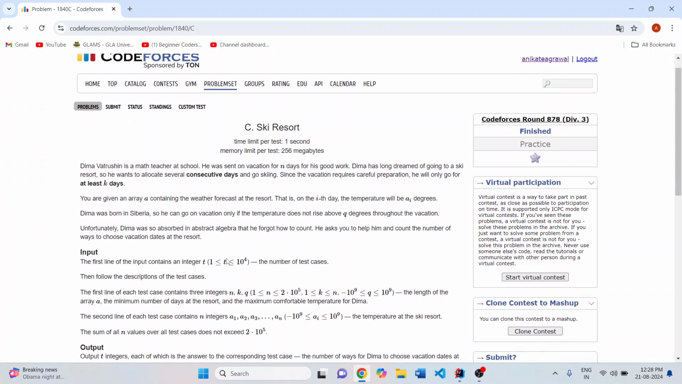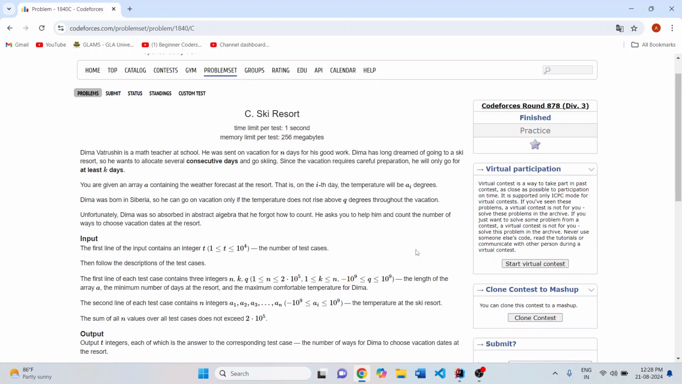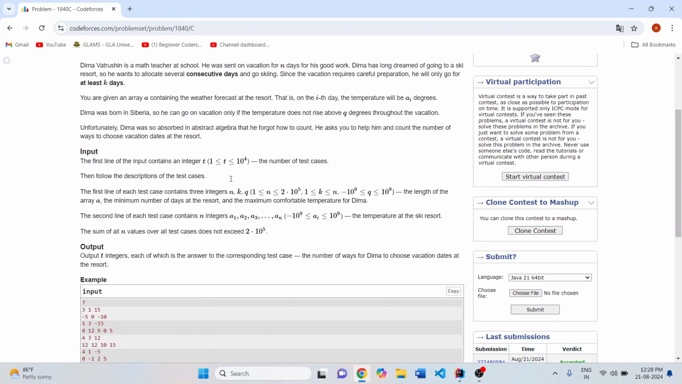So we are given n days and temperatures for all those n days. If the temperature is less than or equal to Q degrees, then on that day he can go skiing. But one more condition is that he must go skiing for at least K days, that is, K days or more than that. So this is what we have to do. We have to tell the number of ways.